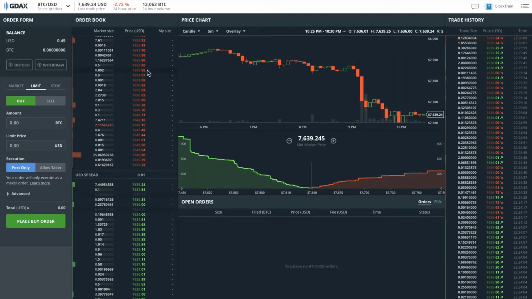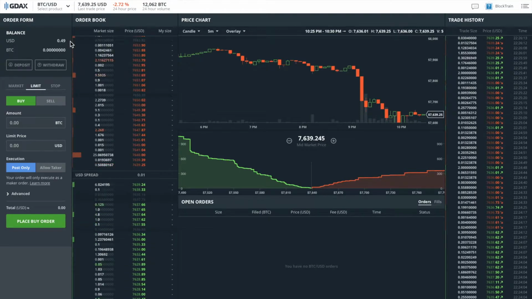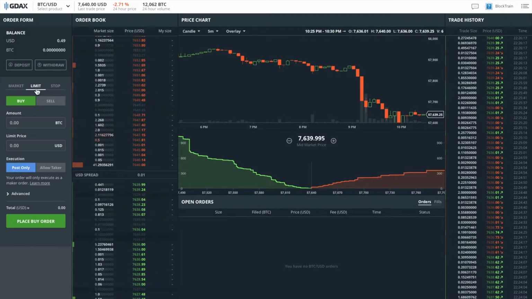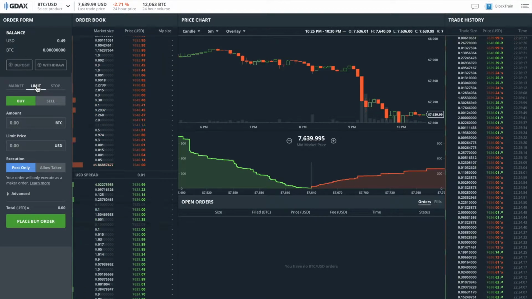Now, once you have USD in your GDAX wallet or your balance right here, please note that it'll take about 5 days if you deposit directly from your bank account. Once you have that USD in here, you'll want to make a limit order. I'm not going to get into the differences between market, limit, and stop orders. Just know that for limit orders, if you post only, so you'll have to make sure this post only is checked right here, there are zero fees.